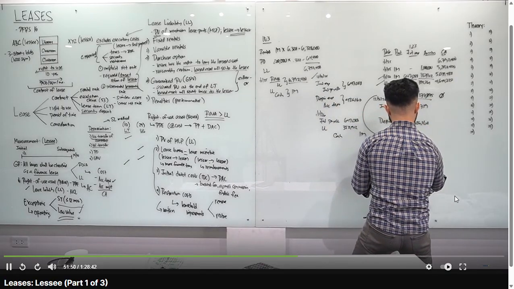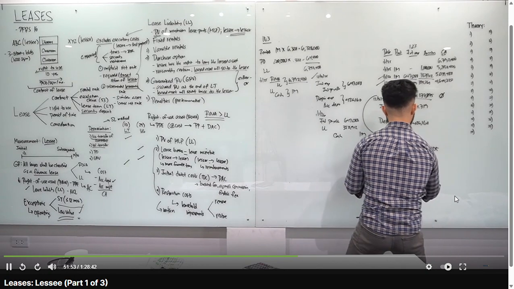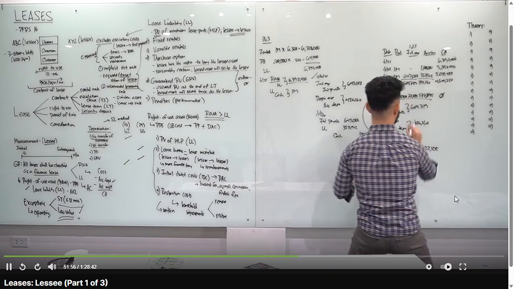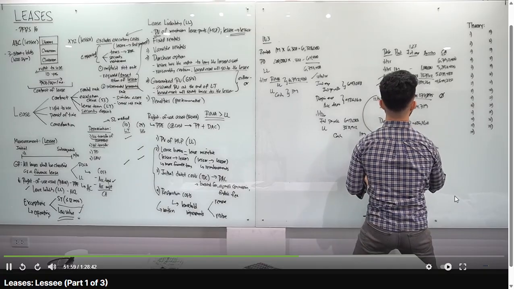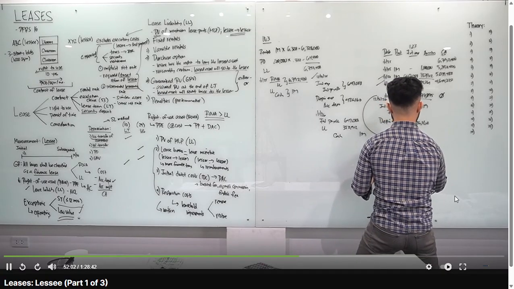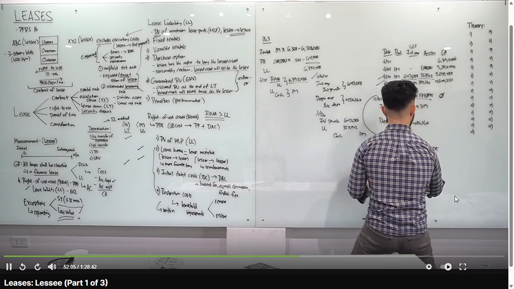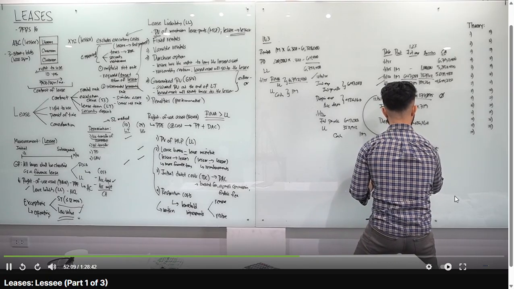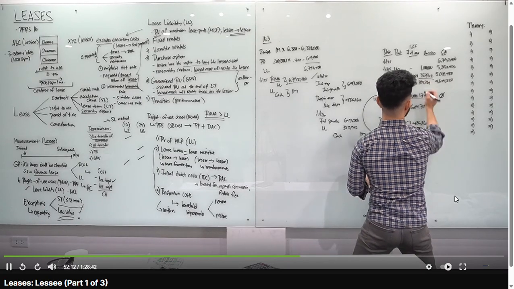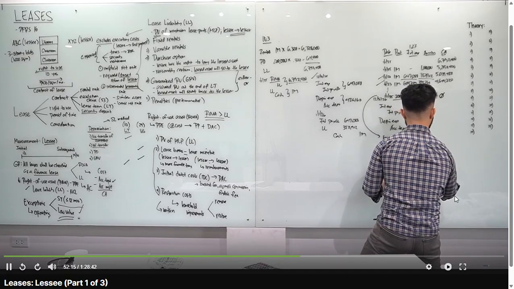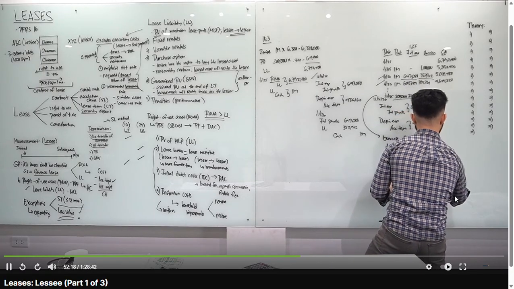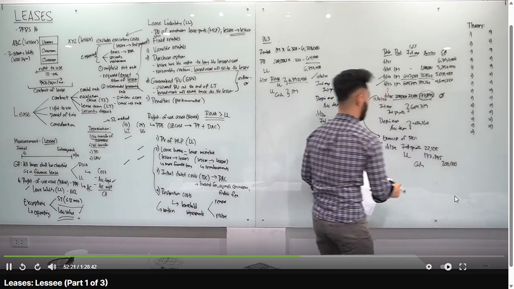Debit interest expense, 22,105, okay? Debit lease liability, debit interest payable tayo kasi inaccrue yan last year, okay? Debit interest payable, 22,105, debit lease liability, which is 177,895, credit cash 200,000. Okay, so this is your entry for the exercise of the purchase option.